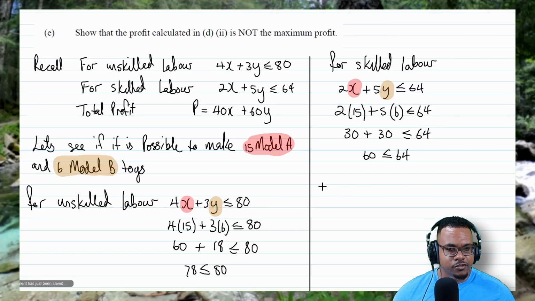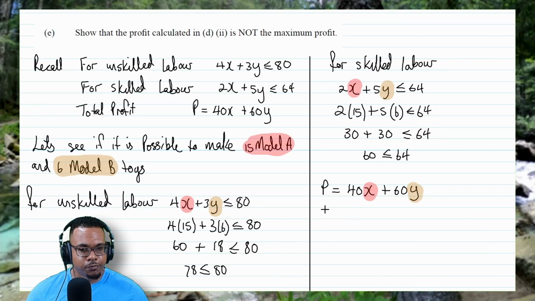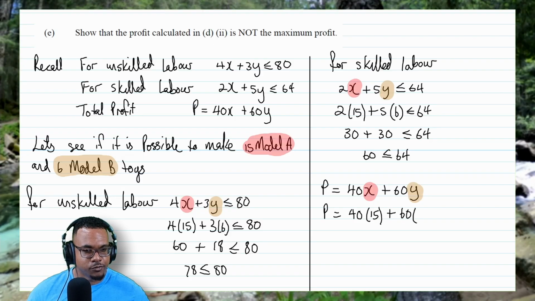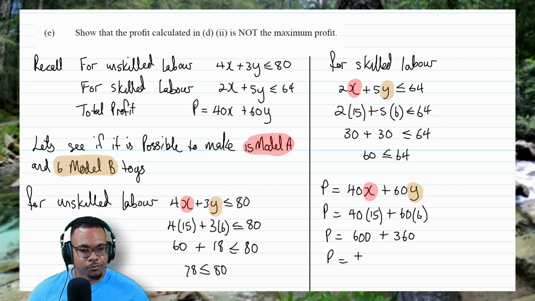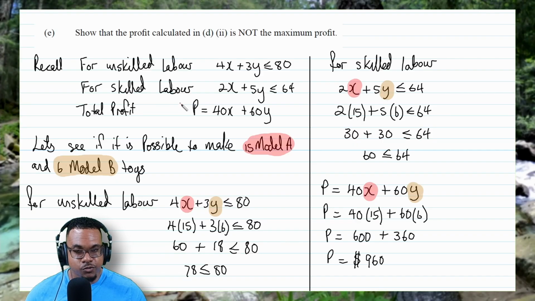So for profit now, our total profit P is equal to 40 times x plus 60 times y. All right, and remember you're replacing your x with 15, which was the standard thing, but we increased the Model B now by 1, so instead of 5, using 6. So the 40 by the 15 will give you the 600, and the 6 by 60 will give you 360. So when we add that up, our total profit would be $960.